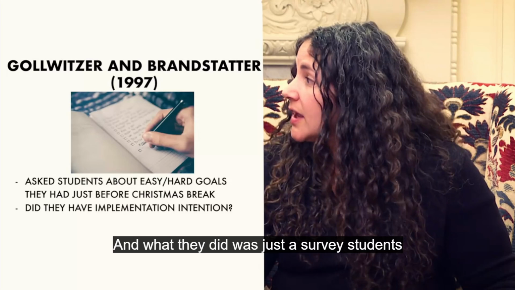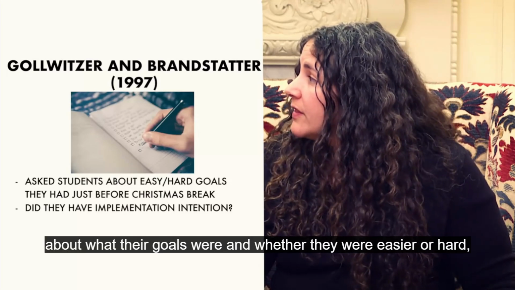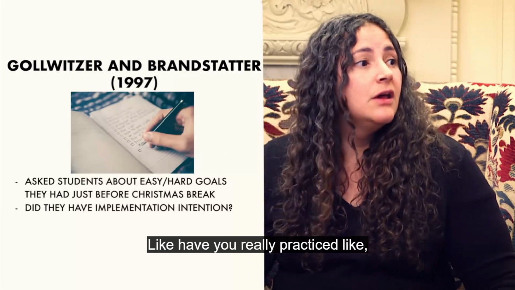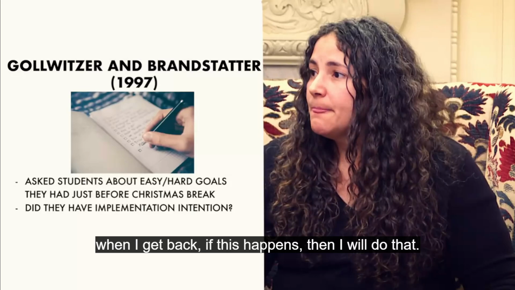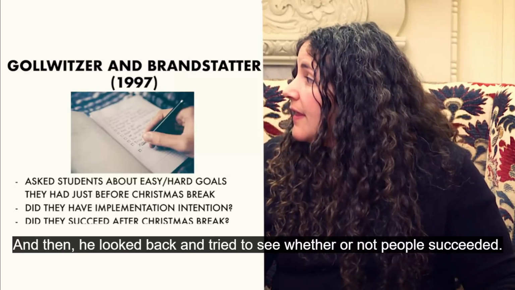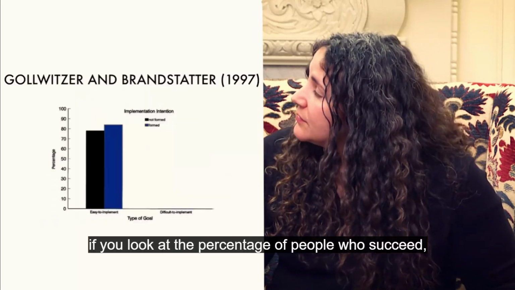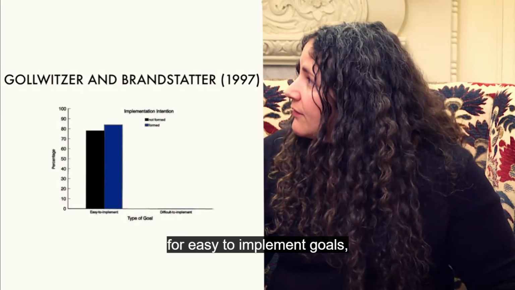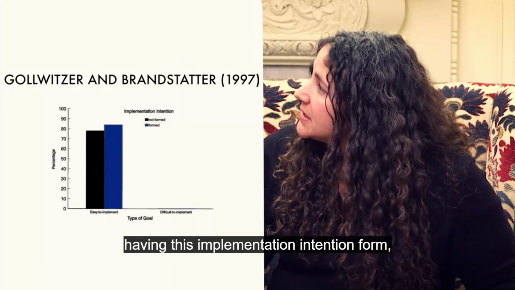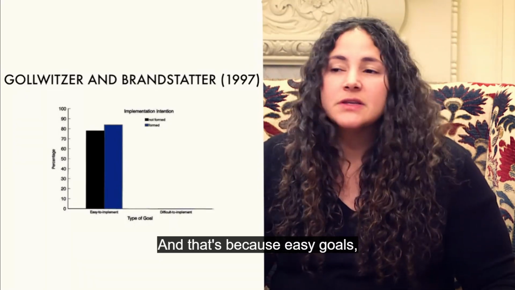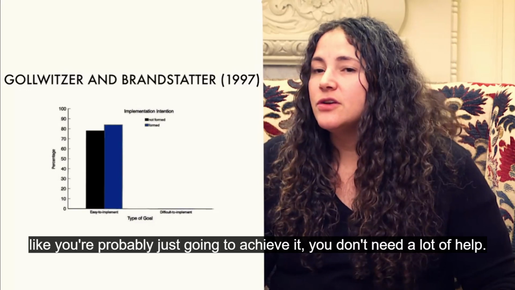And what they did was just to survey students about what their goals were, whether they were easy or hard. And they asked, do you have this implementation intention? Have you really practiced: when I get back, if this happens, then I will do that? And you just saw naturally who had this sort of thing. And then he looked back and tried to see whether or not people succeeded. And here's what he finds. If you look at the percentage of people who succeed, for easy to implement goals, having this implementation intention formed, which is the yellow bar, it helps a little, but not tremendously. And that's because easy goals, you're probably just going to achieve it. You don't need a lot of help.